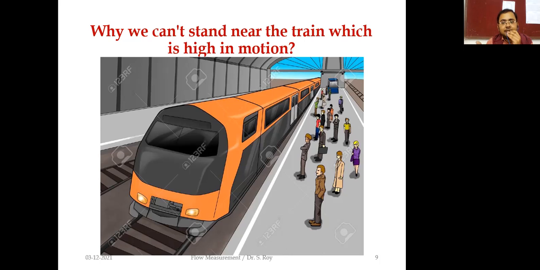So if the velocity is high, pressure is low in that section. We will feel that an invisible hand just pulls that person towards the train. So an accident may happen. So this is a practical example of Bernoulli's theorem, isn't it?